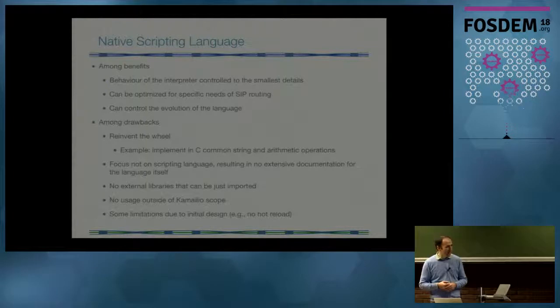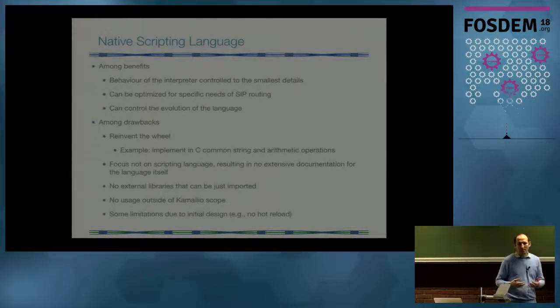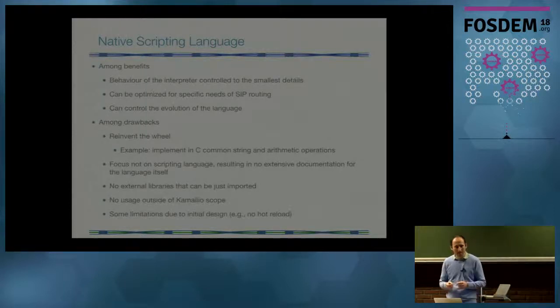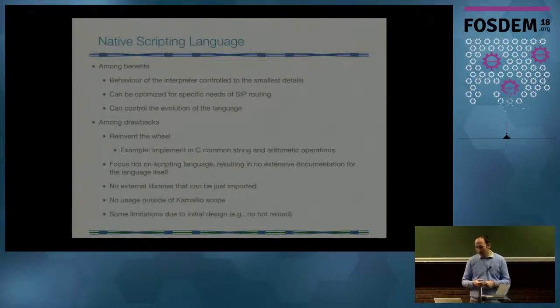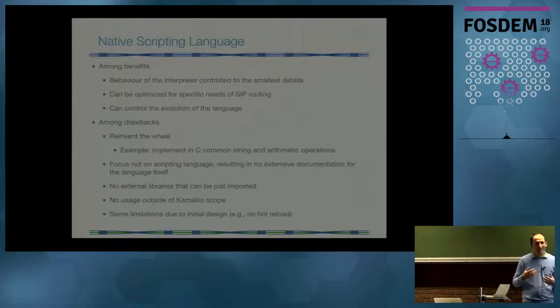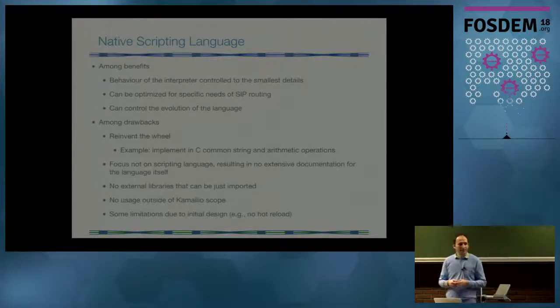But then there are a lot of drawbacks that we discovered over time, like we had to reinvent the wheel for a lot of small operations, all these string operations, substring, concatenation, and so on. You will have to implement them in C, which is the language used for Kamailio, and then export them to this self-made scripting language. Then there are no external libraries that you can just import and use. You'll have to write a module inside Kamailio if you want to extend this language, or actually you can also do it in the core. Then it's not used outside Kamailio, so practically you don't get the benefit of other people testing it in other conditions with different input that could eventually reveal some side effects on different operations, and that would be useful.